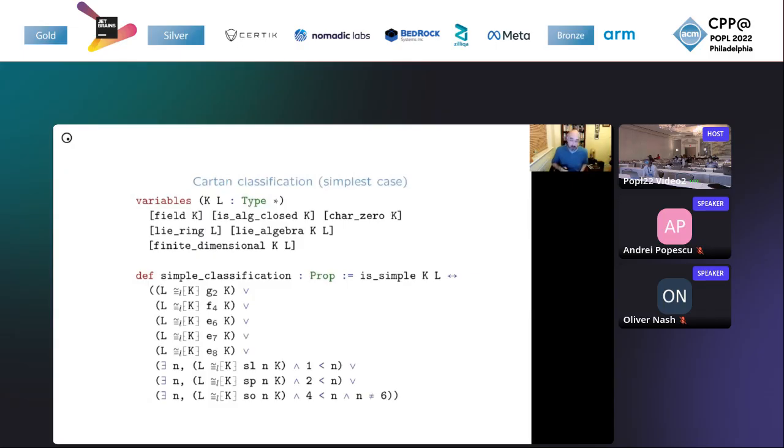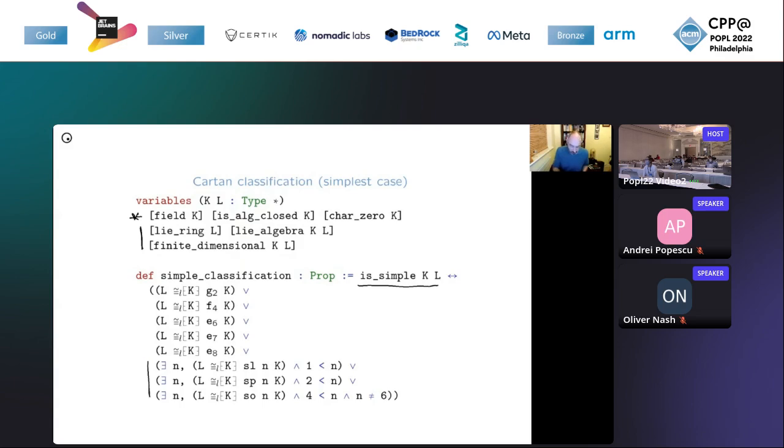So in the simplest possible case, you give yourself the best coefficients you could hope for. So this is a field that's algebraically closed of characteristic 0. And you take a finite dimensional Lie algebra over that field. And then the theorem says that this Lie algebra is simple if and only if it belongs to this list. So we should look at this list a little bit.